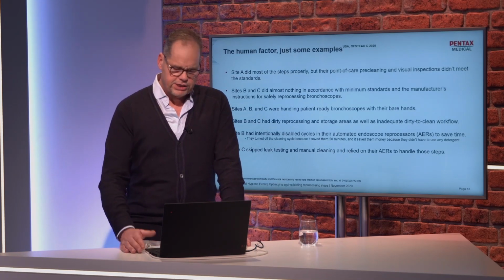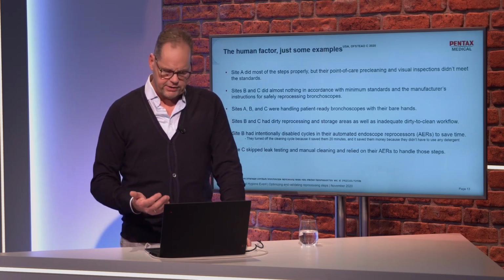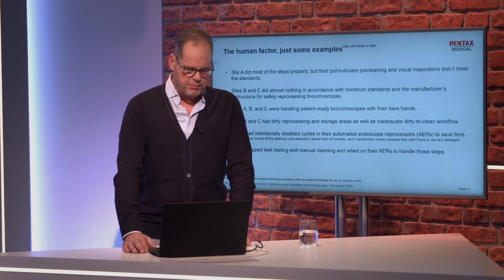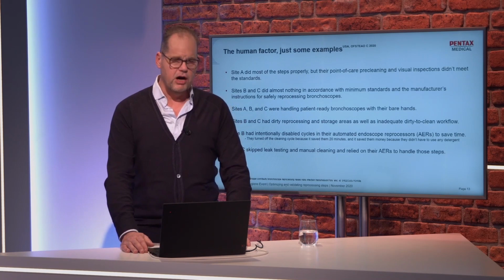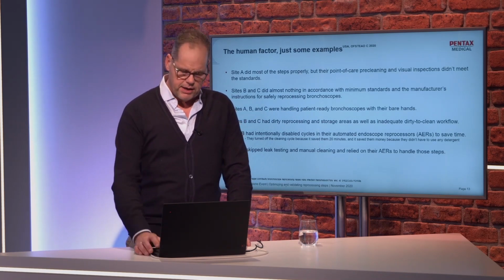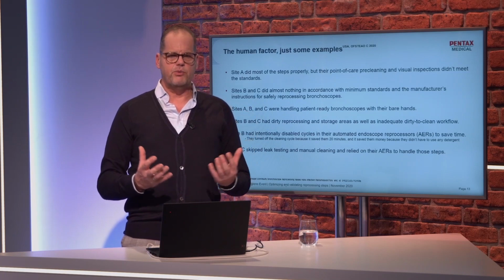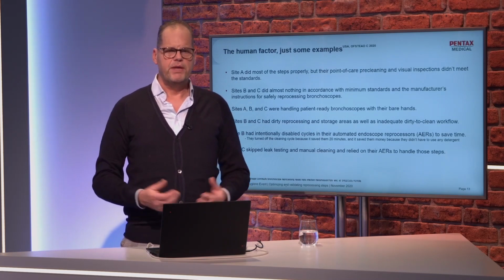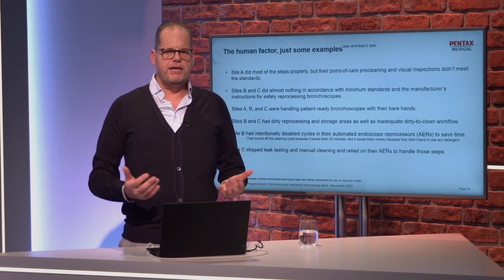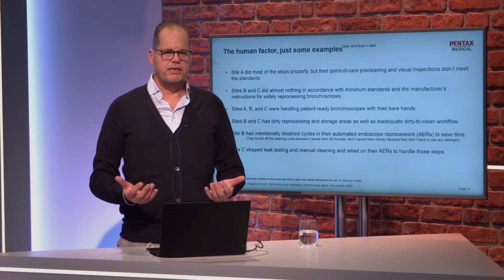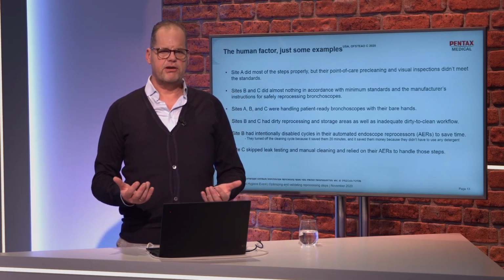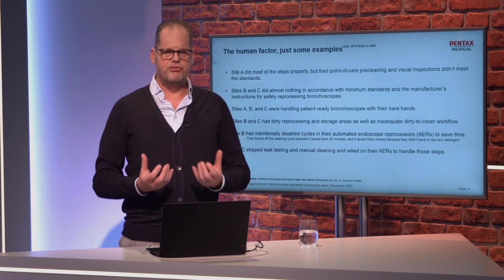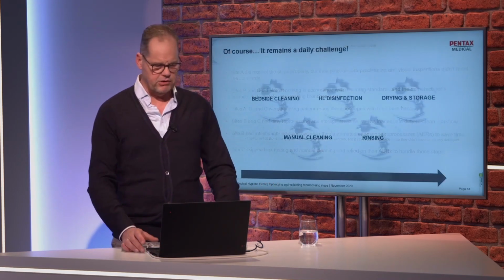And yeah, there are some examples in which the human factor fails. And this is a nice study. It was published only a few months ago by Corey-Ofsted, and you don't believe it when you see this. Sites B and C had a dirty reprocessing and storage area. Site B skipped cycles in their reprocessing. They skipped the leak testing and the manual cleaning, and relied only on their automatic endoscope reprocessor. So yeah, then it goes wrong.